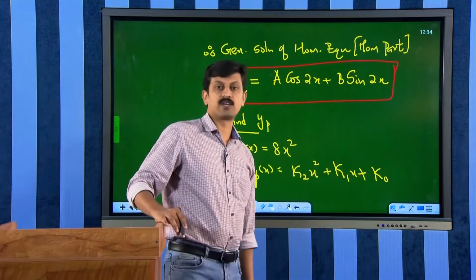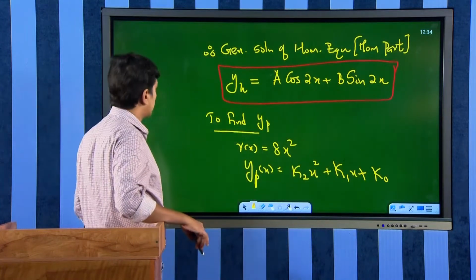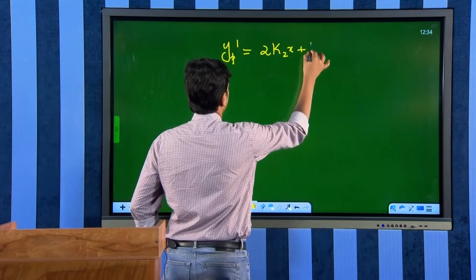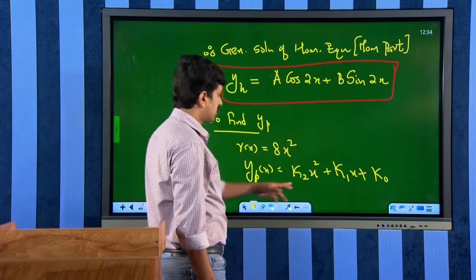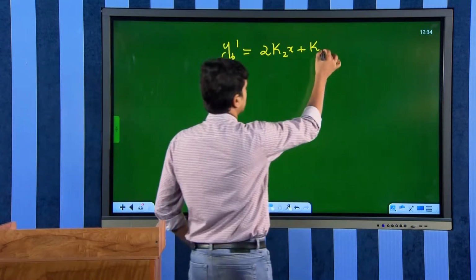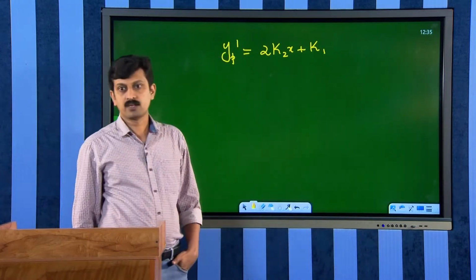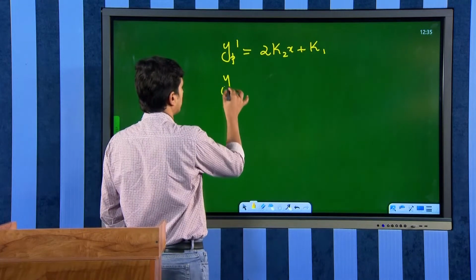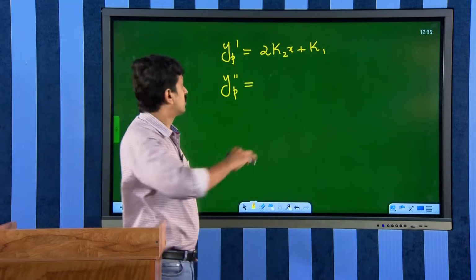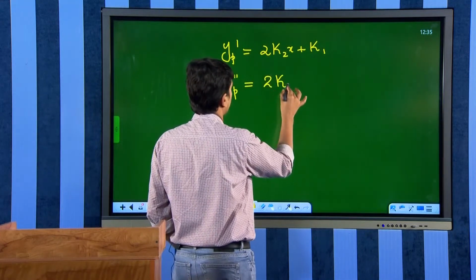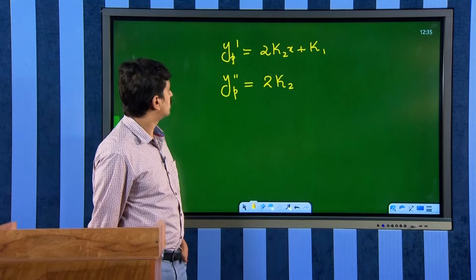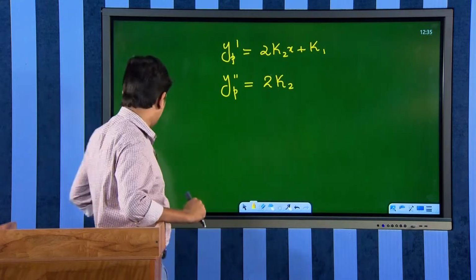Plus k1, the derivative of k naught is equal to 0. Therefore, we can write this as 2k2x plus k1. The derivative of k1x is k1, and the derivative of k naught is 0. Now we can find yp double dash, that is equal to 2k2, since the derivative of x is 1 and the derivative of k1 is 0. Okay, dear students, now we found yp dash and yp double dash.